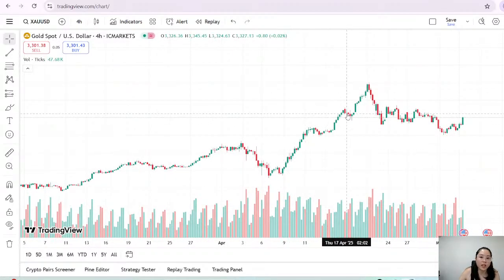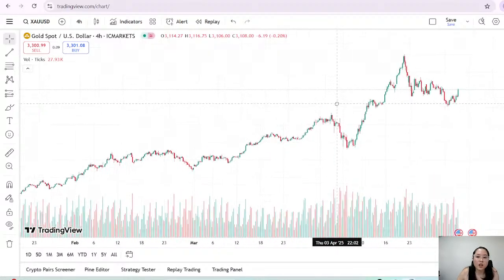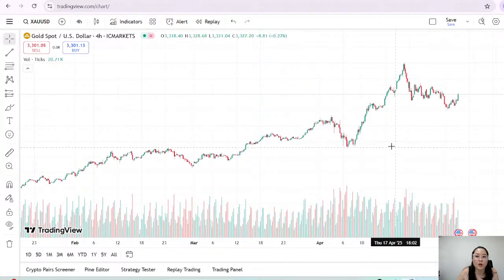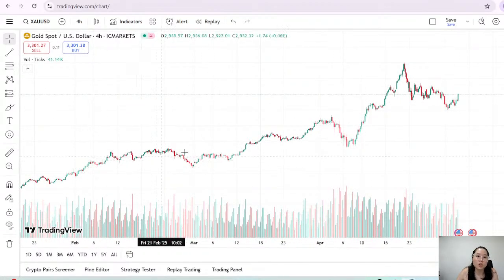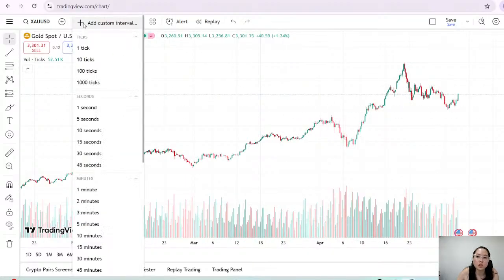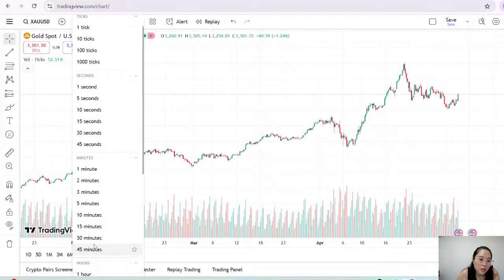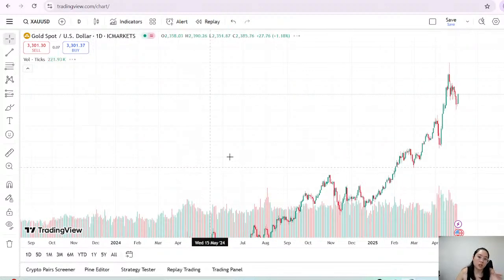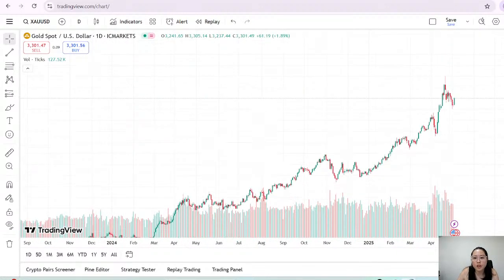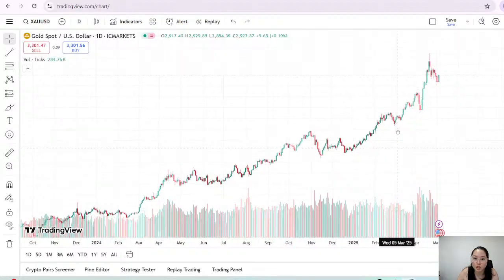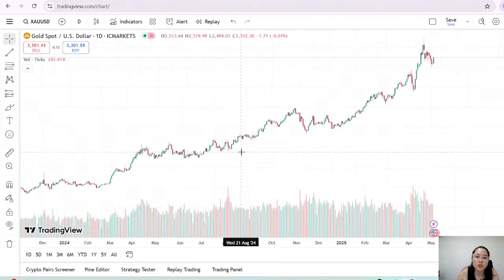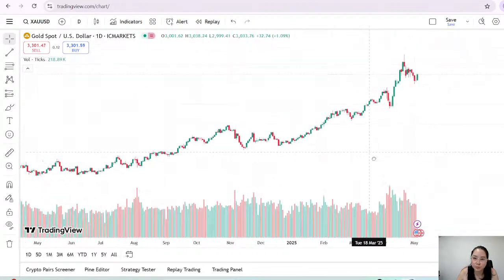Okay, so I think we can all agree that the consensus for gold on the long term is very, very bullish. But you can see on the 4 hours, it's starting to look a bit bearish already. Let's see what the day chart is showing. Yes, very, very bullish. Okay, but that's just gold, right? Gold has always been bullish.